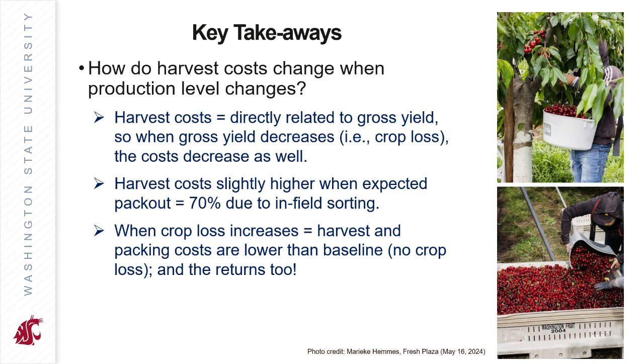And based on input from a sweet cherry grower, we included in-field sorting when the portion of culls to total harvest volume is more than 20%. And sorting is done in this case because we want to separate out the majority of the culls to improve the pack out at the warehouse. So the harvest costs are slightly higher when pack out is 70% because of that additional in-field sorting.